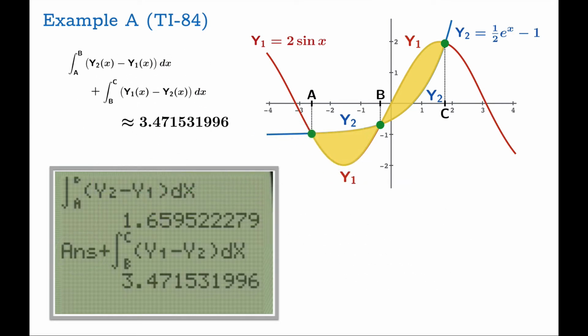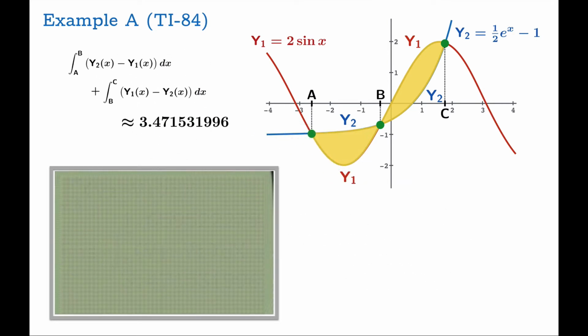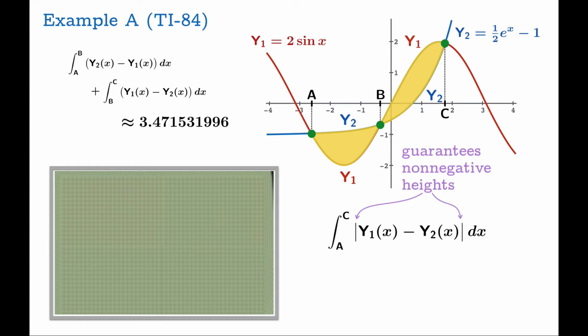So here's our area. And we'll notice that there's another way to calculate the area. We don't necessarily have to break this into two integrals if we're willing to use the absolute value operator. What the absolute value does is it guarantees non-negative heights. So y1 minus y2 or y2 minus y1 only differ by a multiplicative constant of -1. They're opposite of each other.